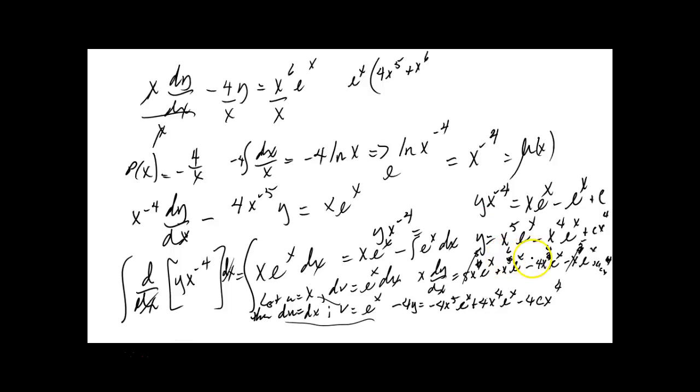Okay. And here we have a minus 4x to the fourth plus 4c x to the fourth. That's going to be a minus 4 minus c. I'm going to write it that way. Okay, x to the fourth. That's the dy dx term with the x multiplied in.